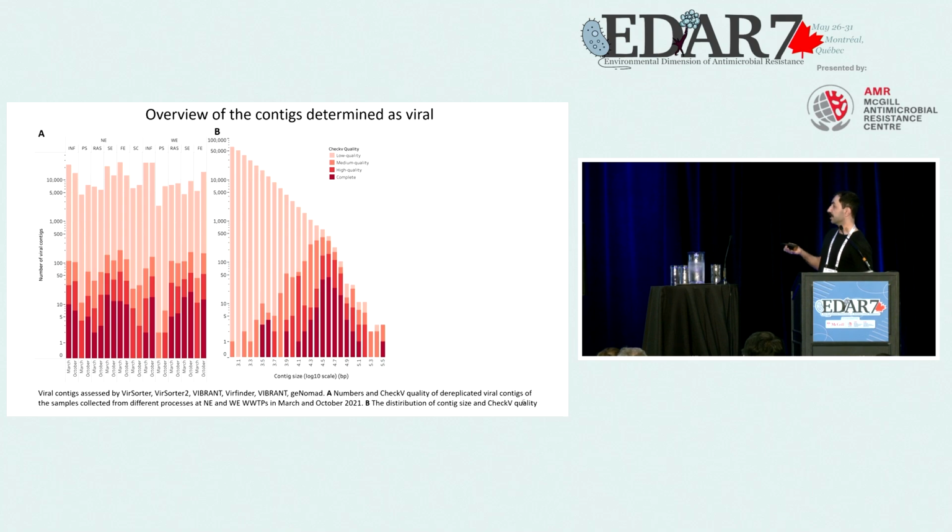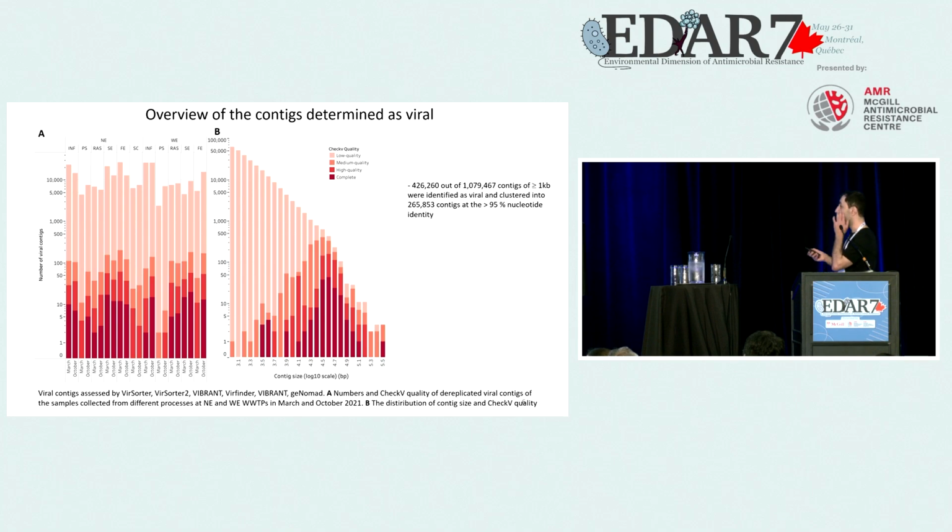These are some numbers about my contigs, which are determined as viral. In total, I had over 1 million contigs, and only around 400,000 of them were identified as viral, but we still don't know. Maybe we have more viruses, because it's totally in the dark, and we don't know if there are more, since we were only able to detect this many viral contigs.